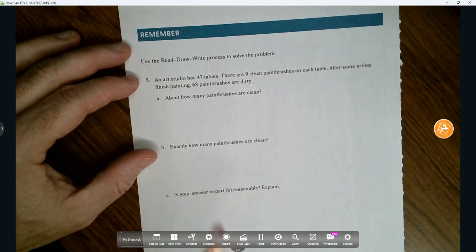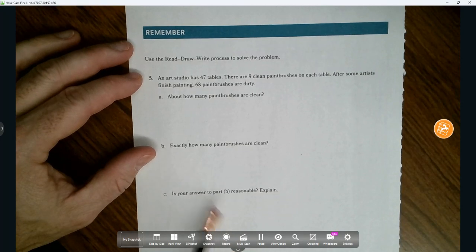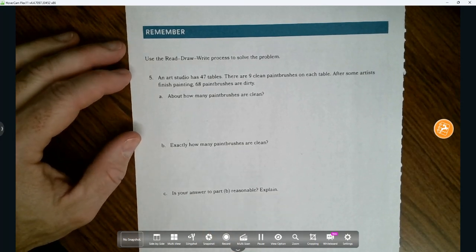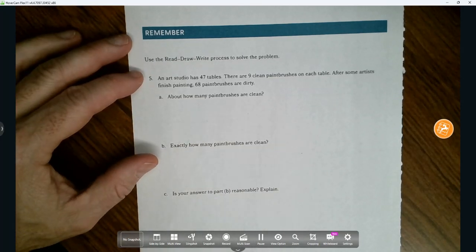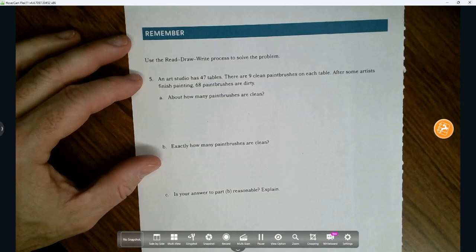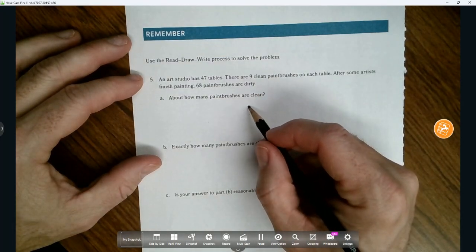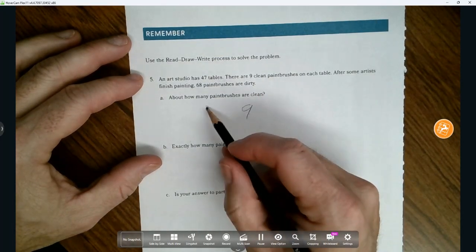I also was talking to the fifth grade teacher about this one, and I don't know that that person likes that reasonable question either. All right, about how many paintbrushes are clean? All right, so they want to know about. So we have 9 on each table. We have 47 tables.